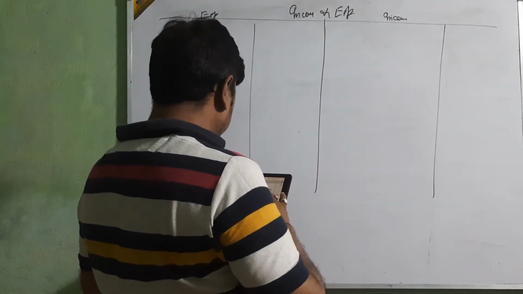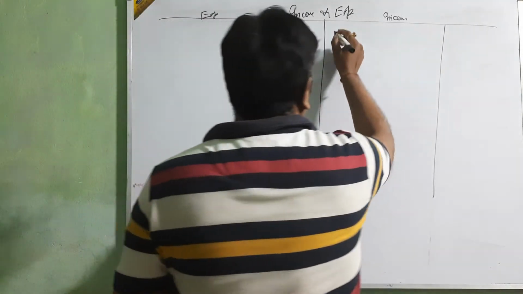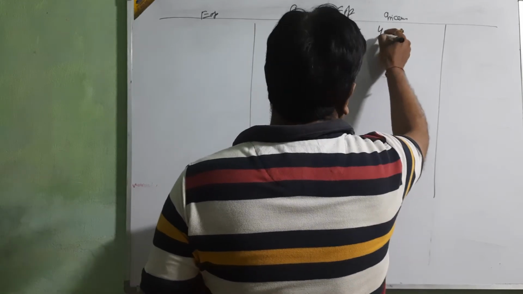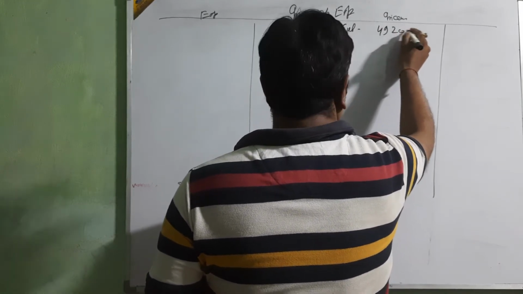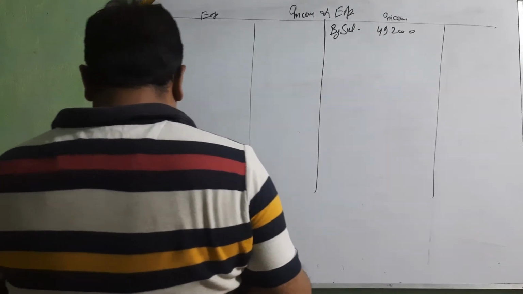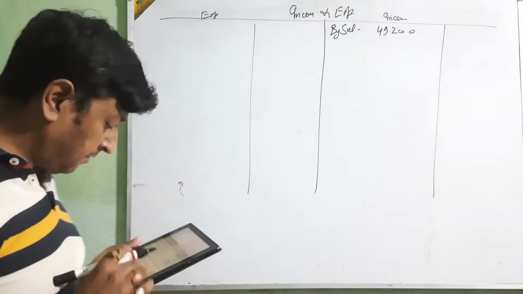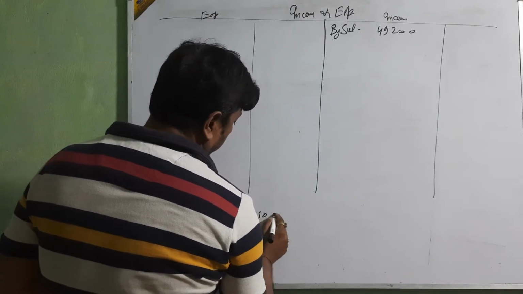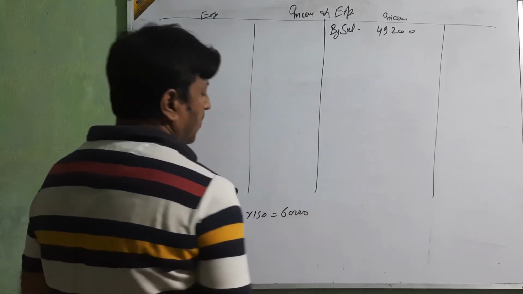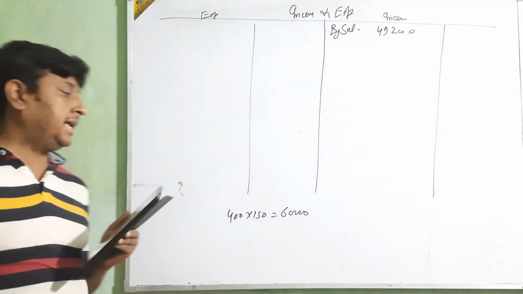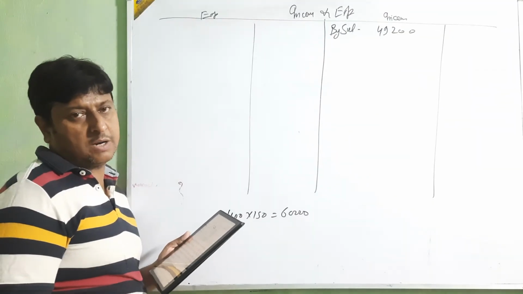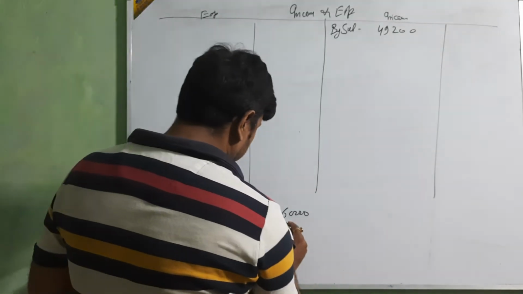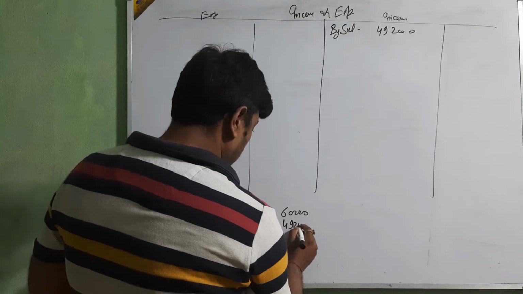Okay, going to start with the income side. First, subscription. The subscription amount is 49,200. The additional information says the club has 400 members and per member 150. It means we need to collect 60,000. Okay beta, we have to collect 60,000, but we have received 49,200.